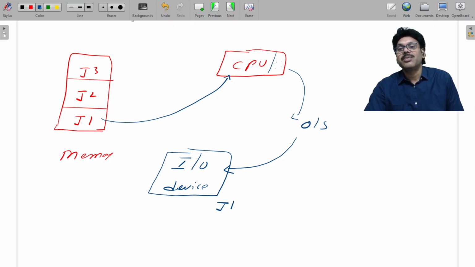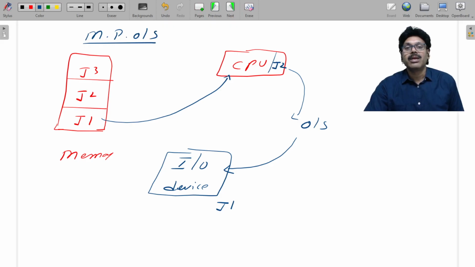Now, if it is a batch operating system, you can't send job 2. But if it is a multi-programming OS, I can send job 2 because job 1 is in IO. That's it. That's the simple difference between batch processing and multi-programming. If J2 is also in IO, then I can switch to another job, that is J3. So every time the CPU is busy with some job.